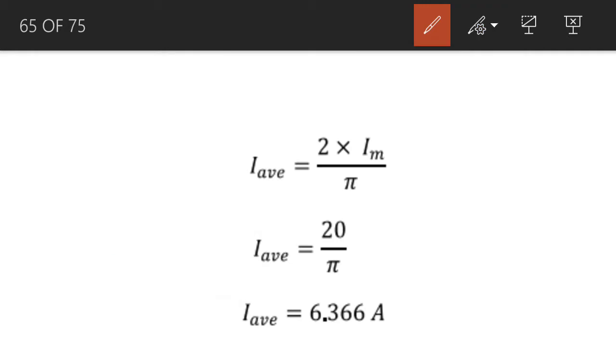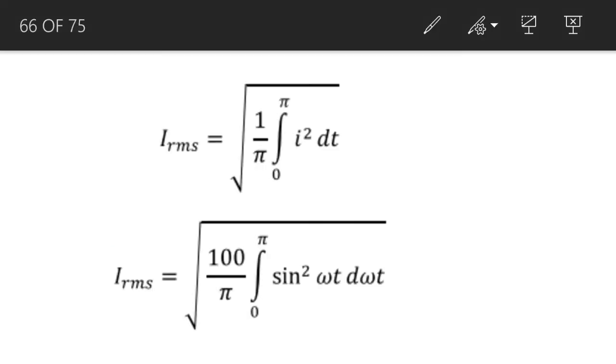Now let us calculate the root mean square value of this time varying current.